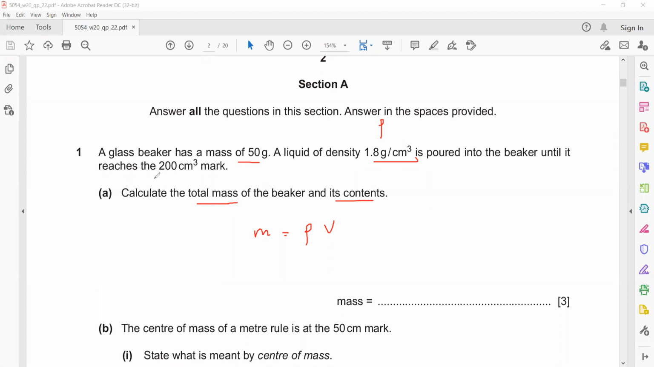So first we'll find the mass of the liquid, because the density of the liquid is 1.8 until it reaches 200. So that is the volume. So density multiplied by volume, 1.8 multiplied by 200, will give us the mass of the liquid inside. But for the total mass of the beaker and the content, the beaker is 50, and 1.8 multiplied by 200 will give 360. So 360 is the mass of the liquid plus the mass of the beaker, so the total mass will be 410 grams.